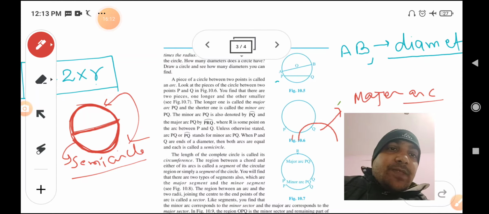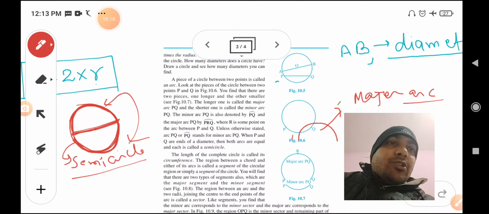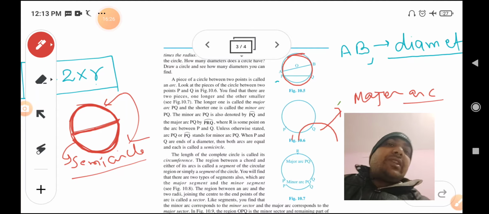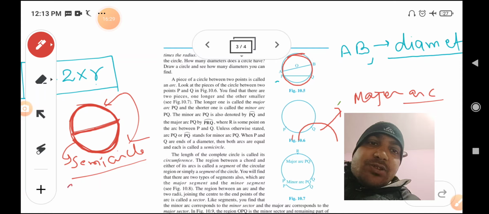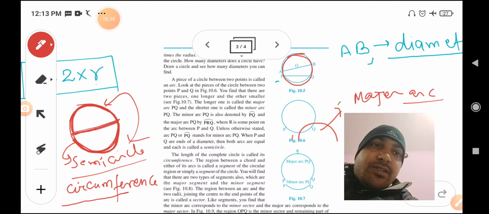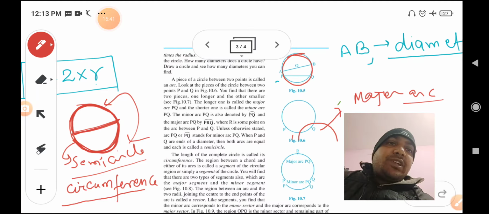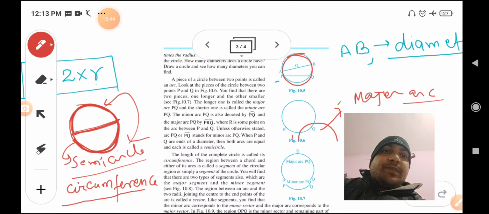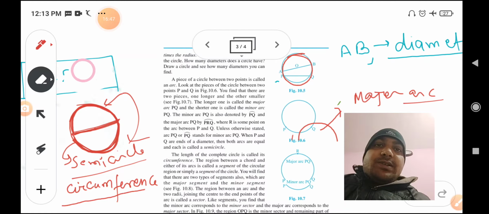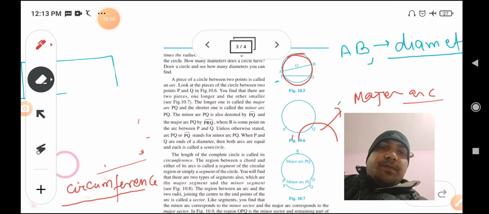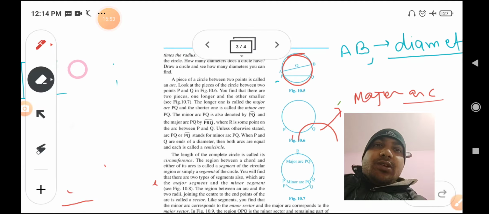Now coming to the next: the length of the complete circle is called the circumference. If this is the complete circle, then the length of this complete circle is known as the circumference. Note all the important terms. What is the circumference? The circumference is the length of the complete circle. Okay.